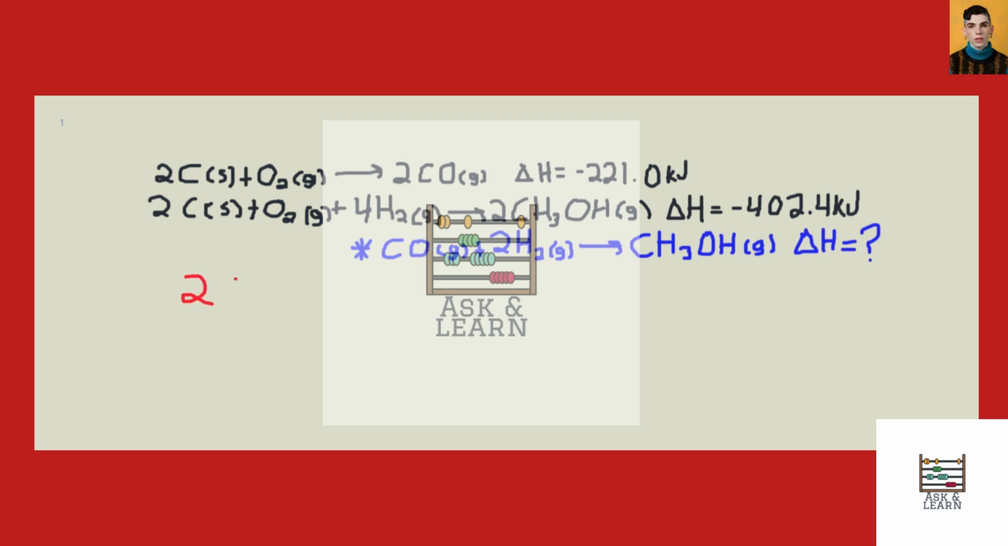So that's going to create 2CO yields 2C plus O2 gas. And since we flipped the equation, we also have to flip the delta H value. So instead of negative 221 kilojoules, we're going to have a positive 221 kilojoules.